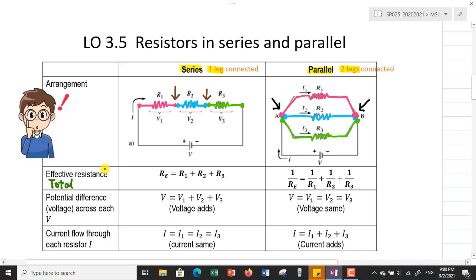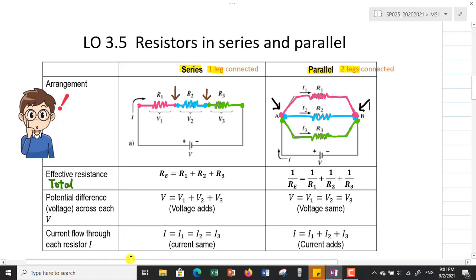Then class, we have to remember for the series combinations, the potential difference or the voltage across each resistor will be different. So the voltage V that we supply will be V1 plus V2 plus V3. So the voltage is add for series combinations. And for parallel combinations, the voltage is the same for all the resistors. So the voltage across resistor 1, V1 will be equal to V2 will be equal to V3.